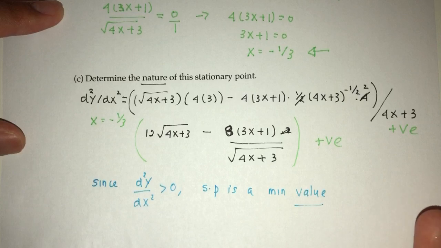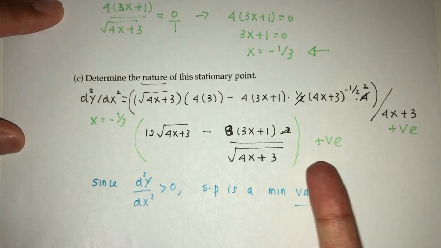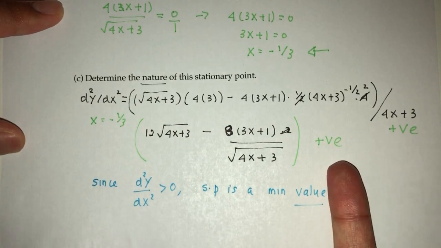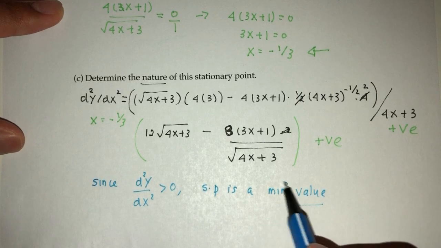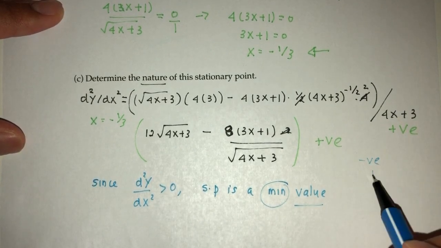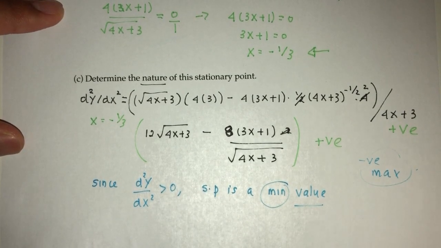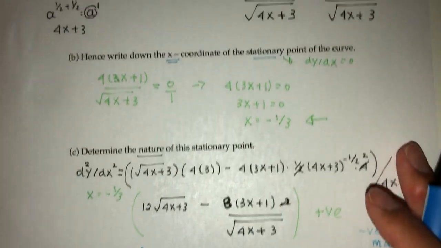Of course, you can try this for yourself, but the point here is you have to find the sign of this one. If it is positive, it will be a minimum value. If it was negative, it will be a maximum value. So try for yourself and see what you get.